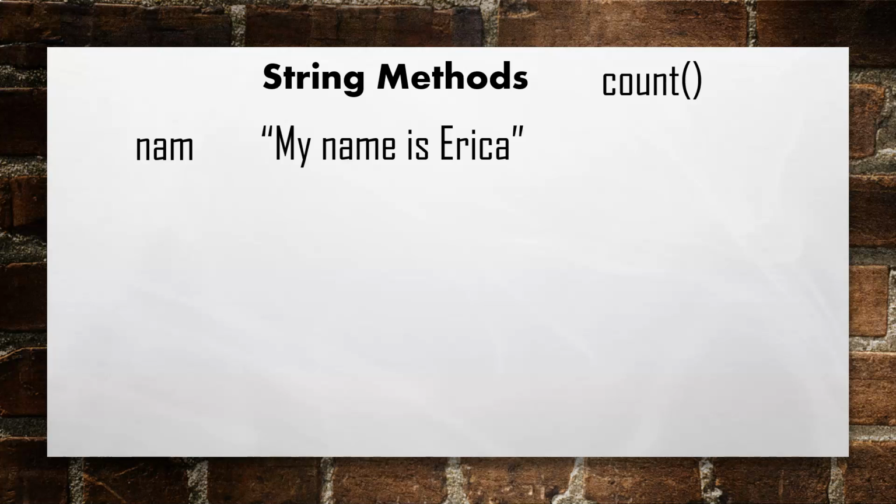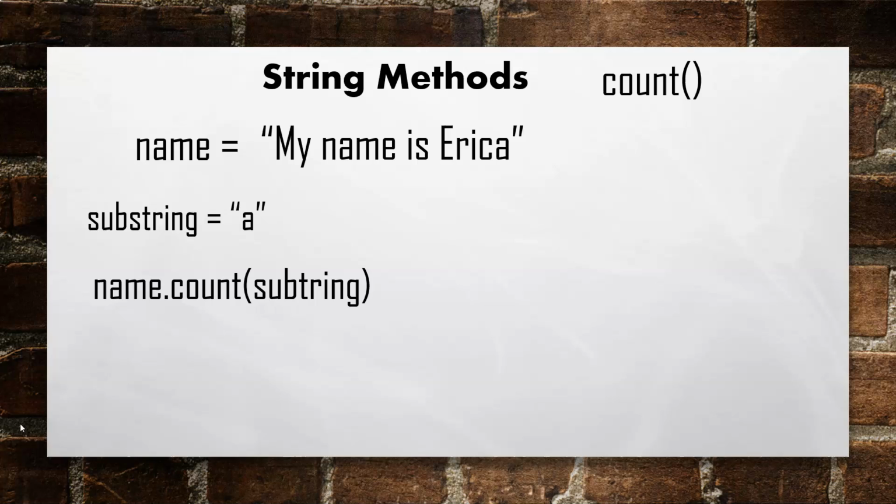Now let's look at the count method more closely. We have the string, my name is Erica. We're going to store that inside the variable called name. And we're going to set the substring equal to A. I'm setting the substring equal to A because that's the letter that I'm looking for. That's the substring that I'm looking for in the string, my name is Erica.